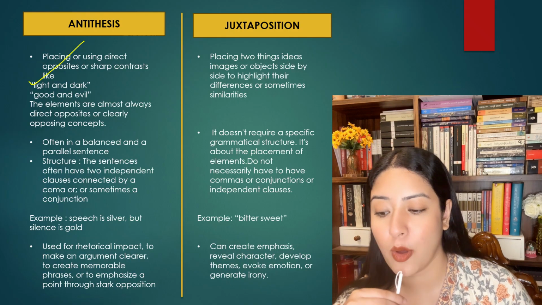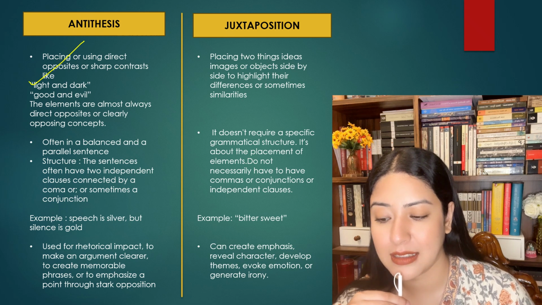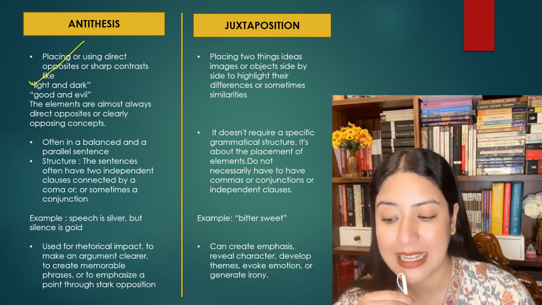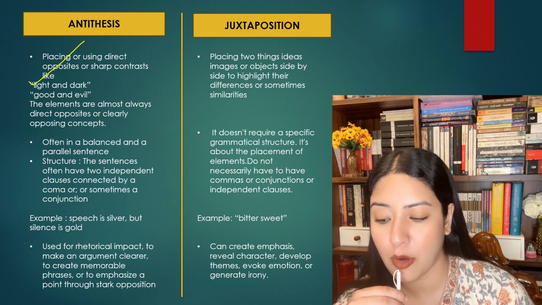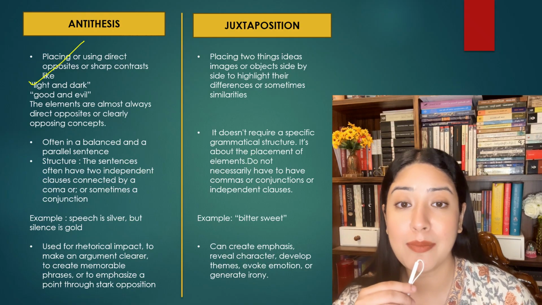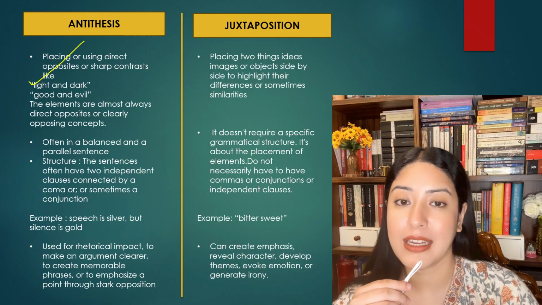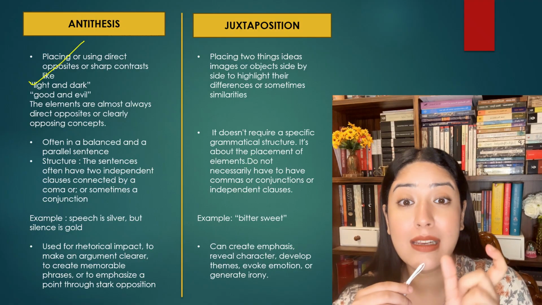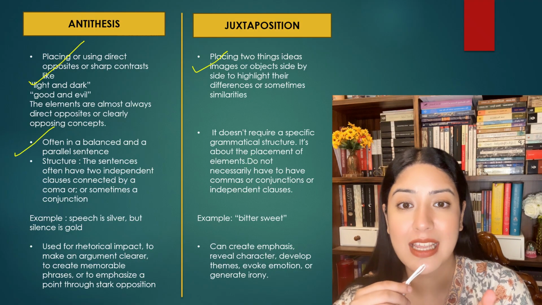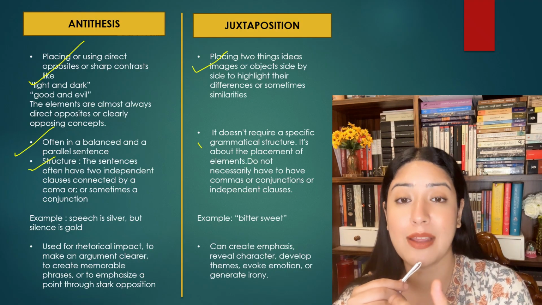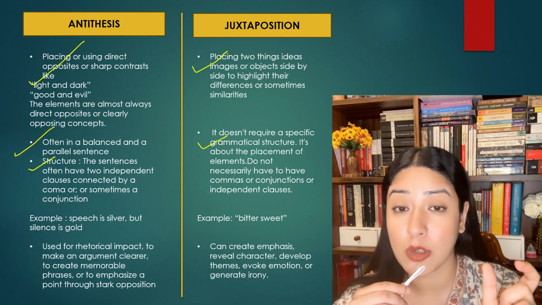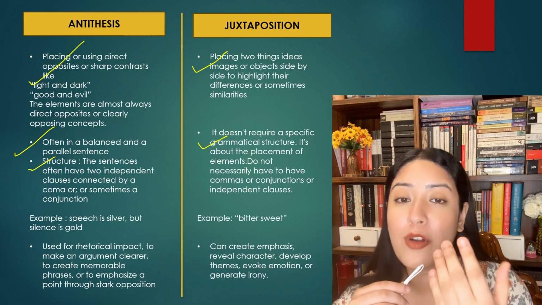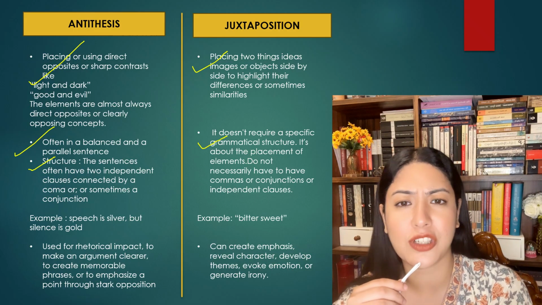Under antithesis, there is often a balanced and parallel sentence structure. So the sentences often have two independent clauses connected by a comma or sometimes a conjunction. It can be connected by "and", two independent clauses, like I said. One small step for man, one giant leap for mankind. Two independent clauses connected together by a comma or a conjunction. It can be "and", any conjunction you can use.